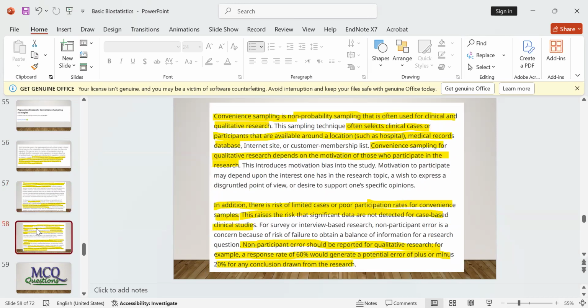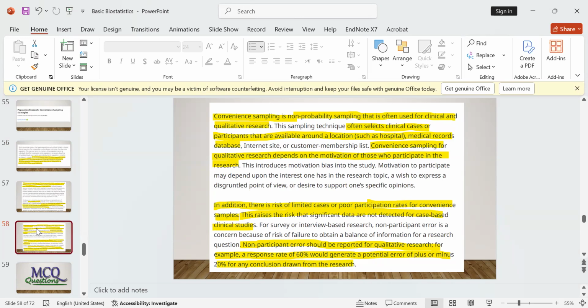Convenience sampling is non-probability sampling that is often used for clinical and qualitative research. This technique often selects the clinical cases or participants that are available around a location, such as a hospital or medical records database. Convenience sampling for qualitative research depends on the motivation of those who participate in the research. In addition, there is risk of limited cases or poor participation rates for convenience samples. This raises the risk that significant data are not detected for case-based clinical studies.